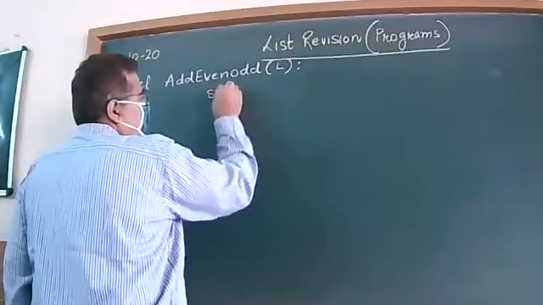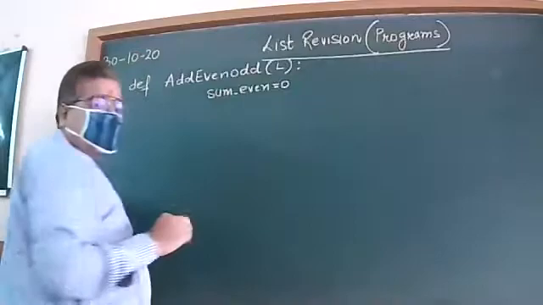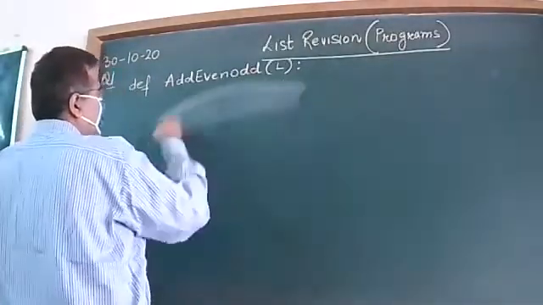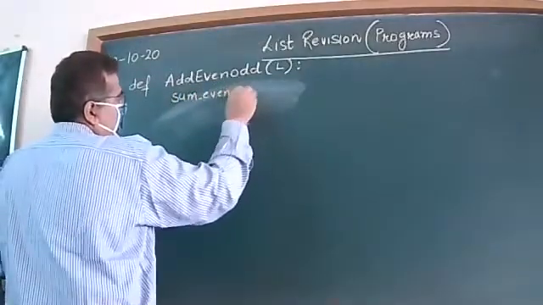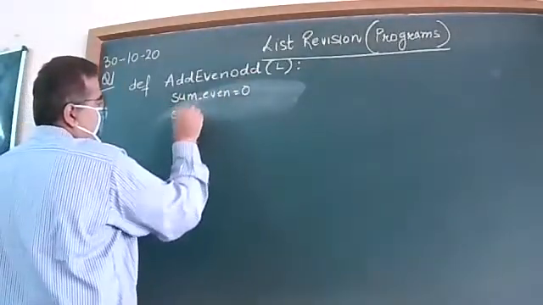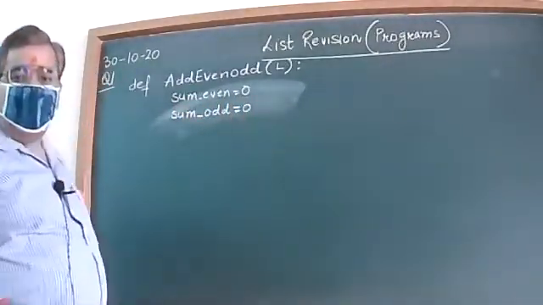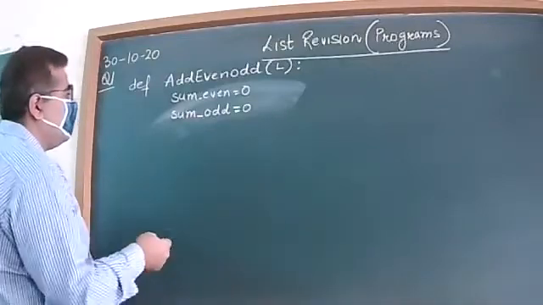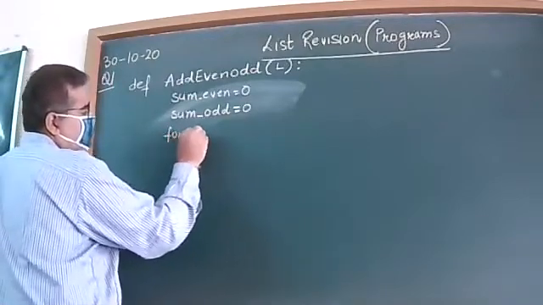I take one variable, sum even, assign it with 0, to find the sum of even values. Then I take one more variable, sum odd, in order to find the sum of odd values. Right? Now I start my for loop.